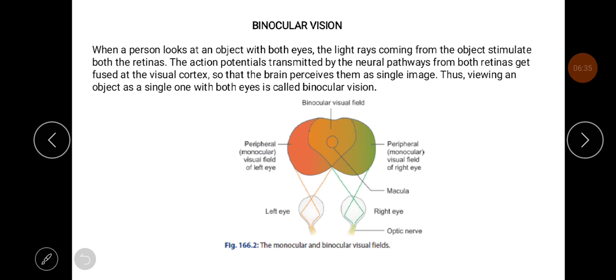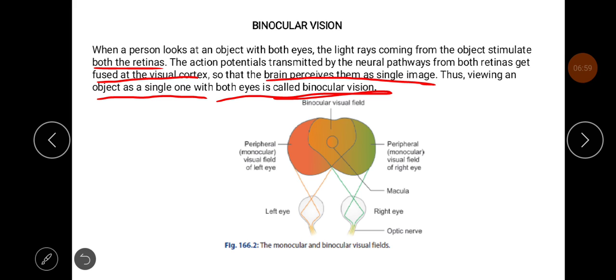When a person looks at an object with both eyes, the light rays coming from the object stimulate both retinas. The action potentials transmitted by the neural pathways from both retinas get focused at the visual cortex, so that the brain perceives them as a single image. Thus, viewing an object as a single one with both eyes is called binocular vision.